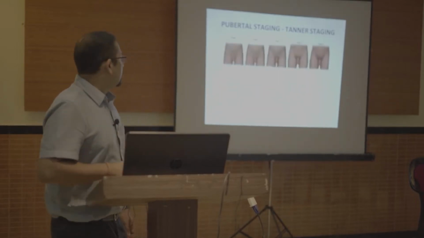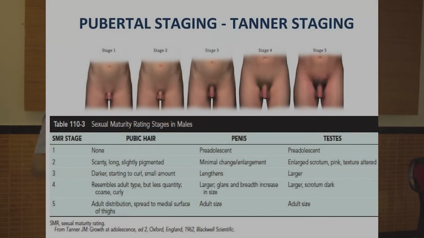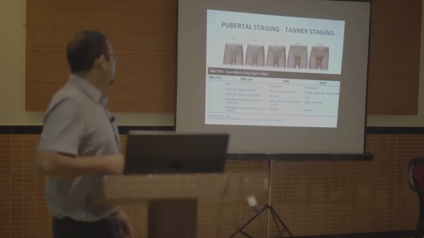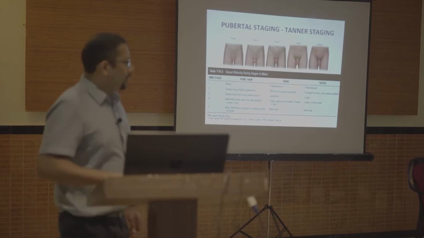Similarly, for the boys, the pubertal stages are from stage 1 to 5. In stage 1, there is the prepubertal testicular size. Stage 2 is the enlargement of the scrotum, but it's pink and the texture is altered. Stage 3 is similar in texture but enlarged in size. Stage 4 is the darkening of the scrotum and stage 5 is the adult size. However, the pubic hair development is similar to that of the female.